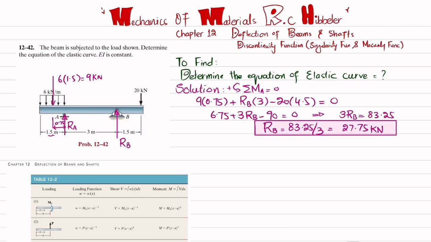Now we'll find RA by using the equation of equilibrium that the sum of all forces along y direction must be equal to 0, and upward force is taken as positive.